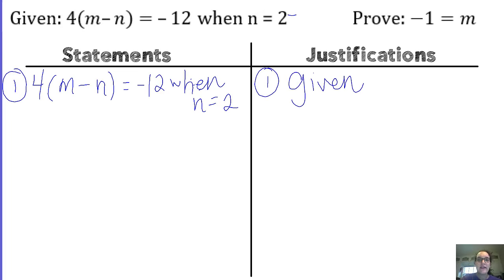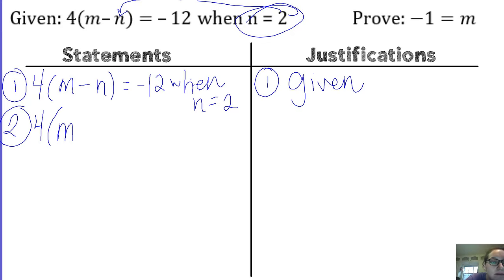So I know that n is equal to 2. I can go plug the 2 in for n. So that is called substitution. I'm going to substitute the 2 in place of n. So that would give me 4 times m minus 2 equals negative 12. I didn't change a single thing. The only thing I changed was I plugged the 2 in for n.